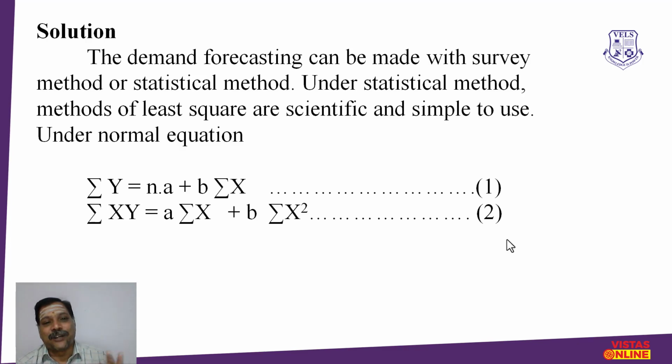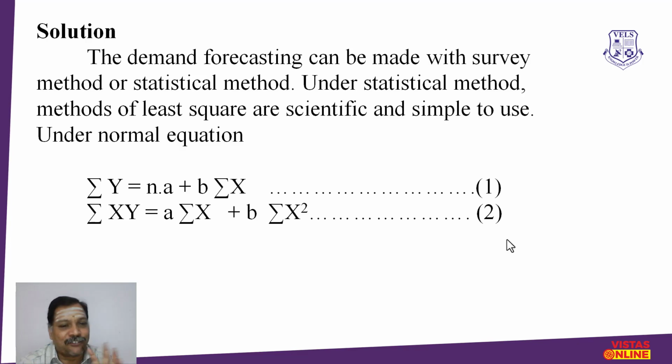What is the method of least squares? There are two equations we should keep in mind. We have to write this equation. This is called method of least squares. The first one is summation of y equal to n into a plus b into summation x. This is equation number 1. The second equation is summation of xy equal to a into summation of x plus b into summation of x square. So these are the two basic equations for the method of least squares.